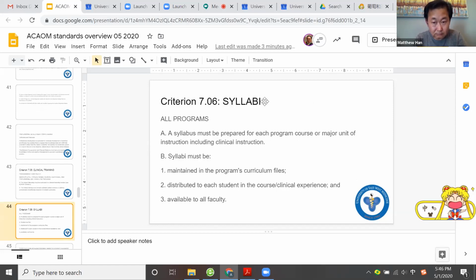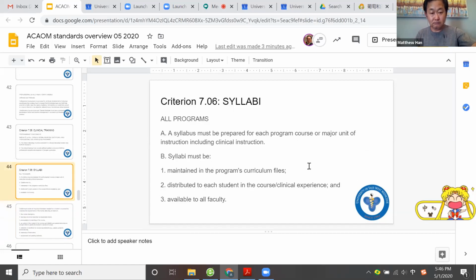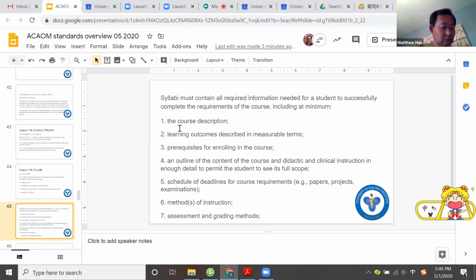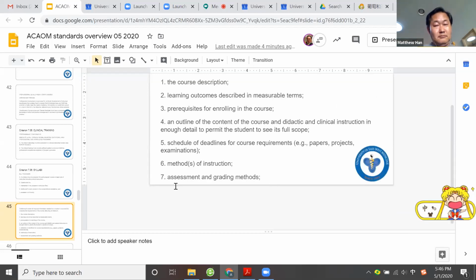And the syllabi, I think we have done a good job at our syllabus. Every class, the faculties will provide the students the syllabus. And the syllabus has a very clear description of what should be addressed. The course description, learning outcome, prerequisites, and the method of instruction, assessment, grading, all those things need to be addressed very clearly on the syllabus.